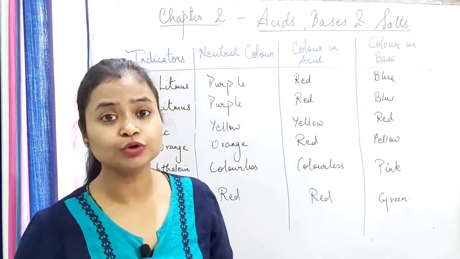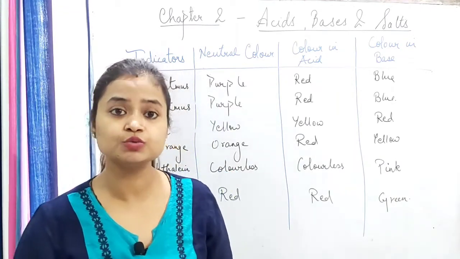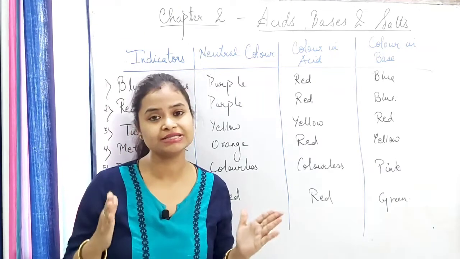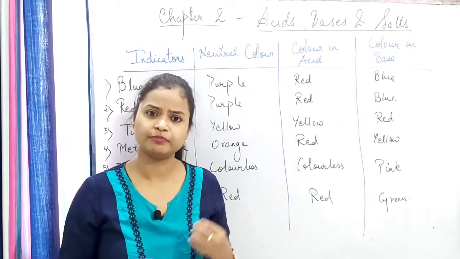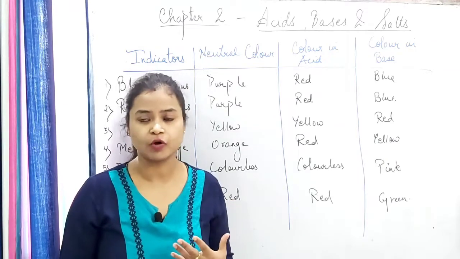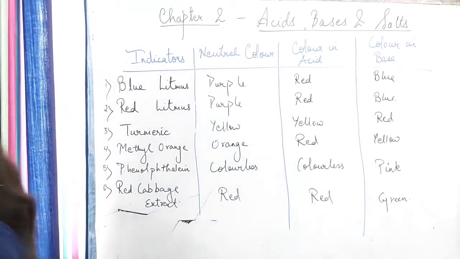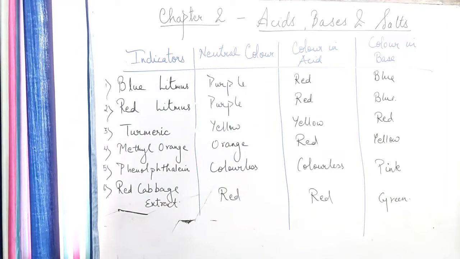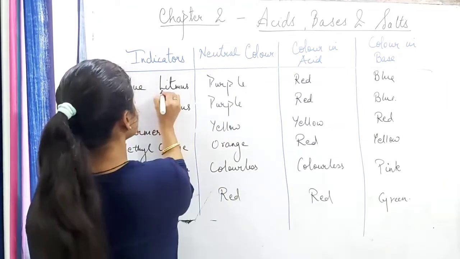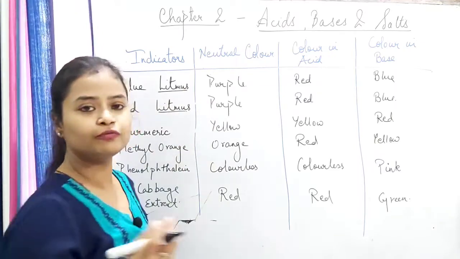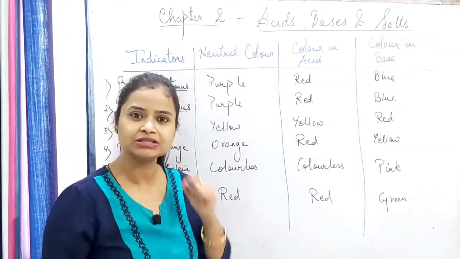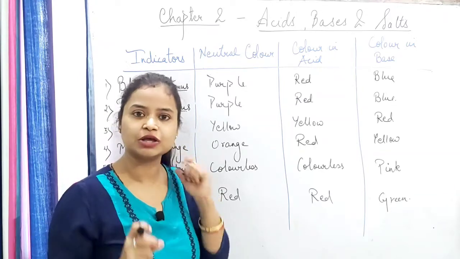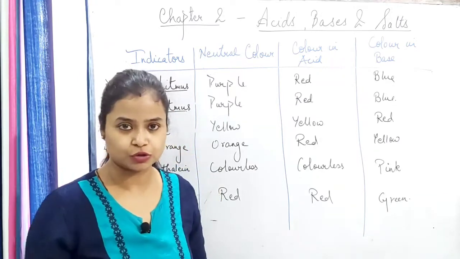As I told you, the most common indicator which is used in our laboratories is litmus. Litmus comes in the form of papers as well as in the form of solutions. We get litmus papers, strips, in our laboratories, and litmus solution is also present.